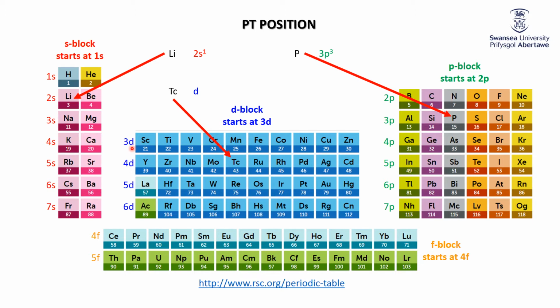Well, we're not in the first D subshell, we're in the second D subshell, which is the 4D. Now, within any D subshell, there are 10 elements. Which element are we in terms of technetium? Well, it's the 1, 2, 3, 4, 5th one. So technetium is 4d5.